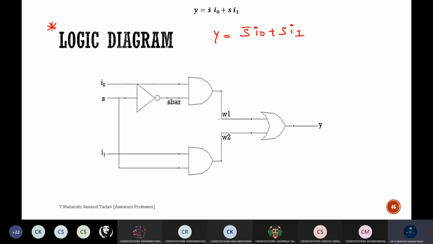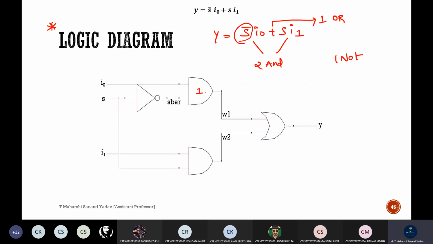Some are still having confusion in drawing the logic diagram. How many AND gates are there here? Two AND gates. How many OR gates? One OR gate. How many NOT gates? One NOT gate. So total 2, 3, 4: overall 4 basic gates should be there.